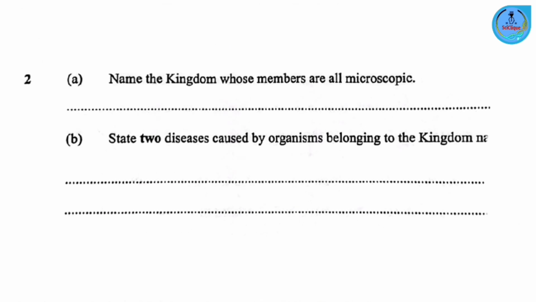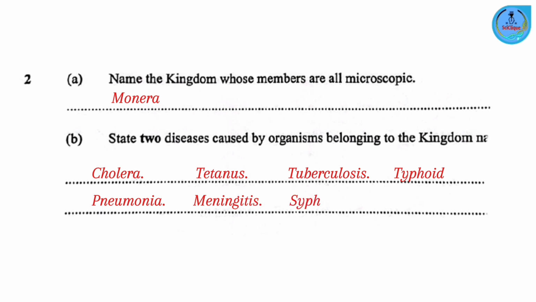Question number 2A. Name the kingdom whose members are all microscopic. This, of course, is kingdom Monera. This is the kingdom to which bacteria belong. Part B. State 2 diseases that are caused by organisms belonging to the kingdom named in 2A. So essentially, we are looking for diseases that are caused by bacteria. And we have quite a few. So you can write cholera, typhoid, tetanus, meningitis, pneumonia. All of these are correct.